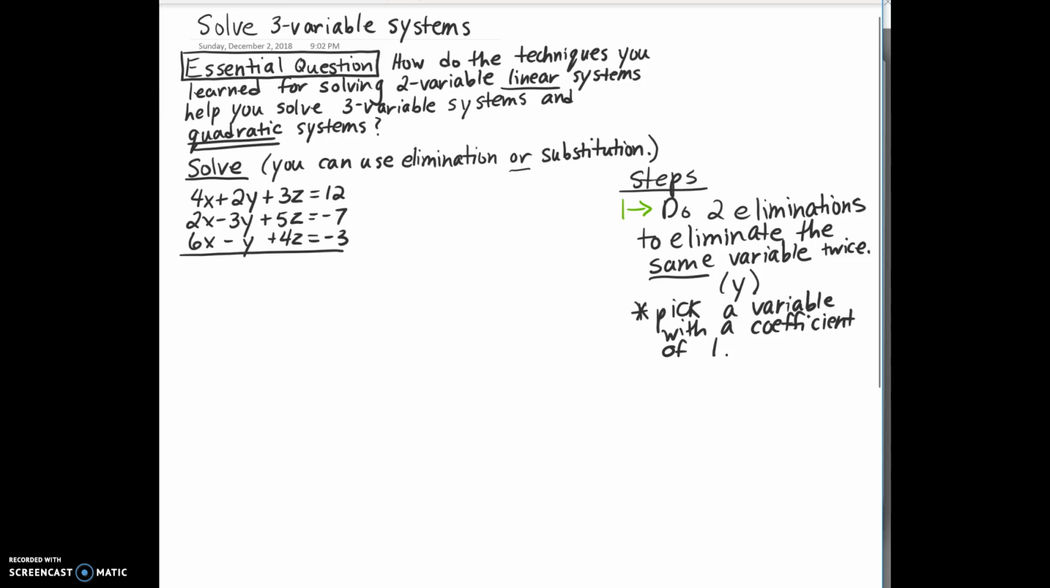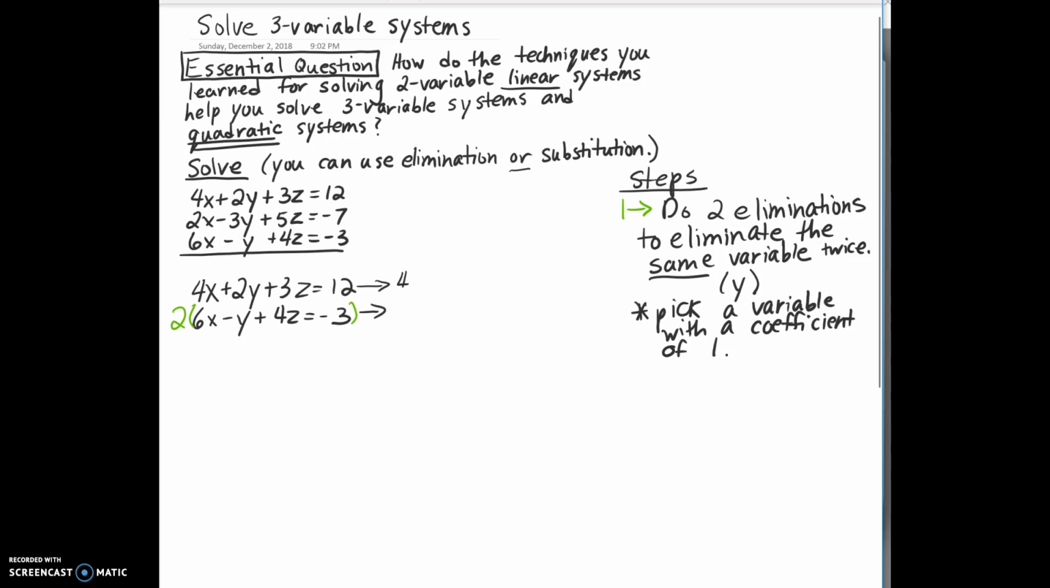Sometimes you'll have 2 different variables that have a coefficient of 1, so you have to make the choice that you think is going to be the best. I'm going to take the first equation and the fourth equation first. And since I'm eliminating y, oops, sorry, I miscopied. 1 second. We're going to multiply our second equation by 2.